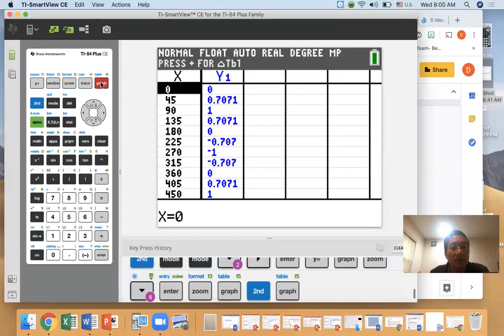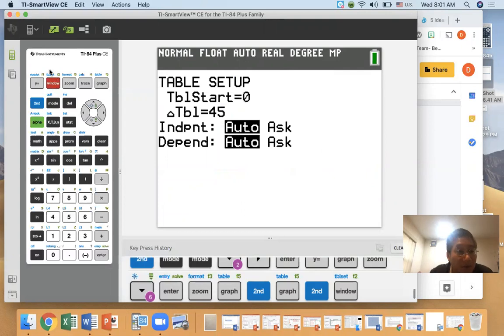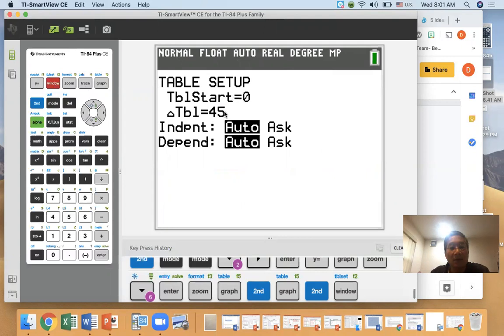Second, table. Oh, here, it starts from 0, 0, 45 degrees like this, 90 degrees 1, and 180, 0, 270 degrees negative 1, 360 degrees 0. But I set the calculator like this; when you use your calculator, it's not like this. How do you set this table? You go here, second, and table set, right? Second, window, you see the table set here. Then it starts from 0, with an increment. This small triangle shape means increase by 45 degrees. So the x value goes up by 45.